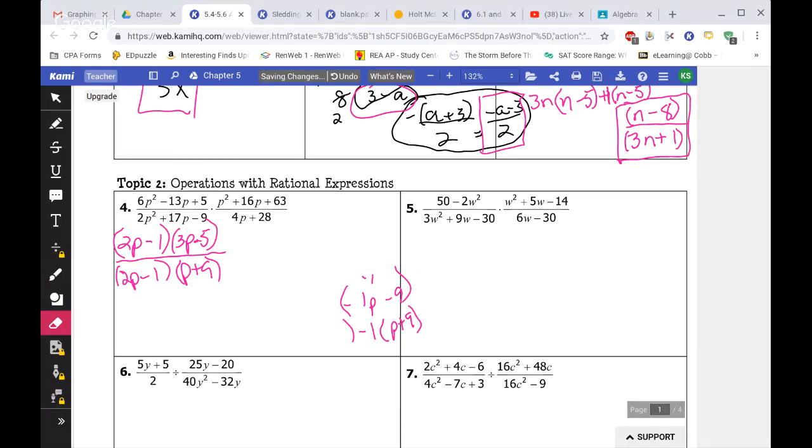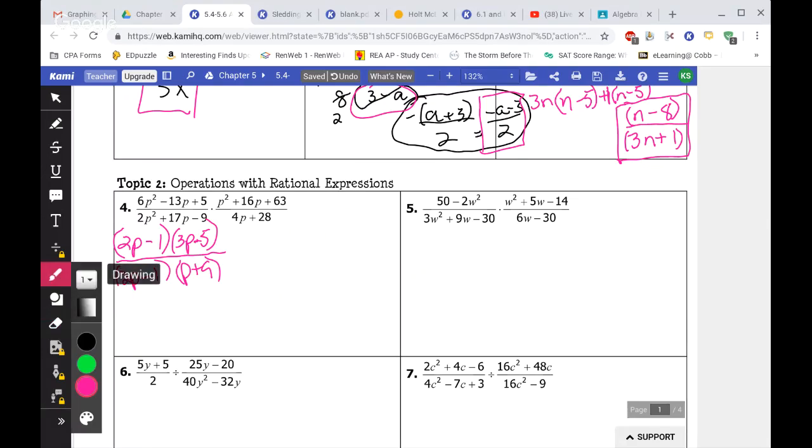So now factoring p squared plus 16p plus 63. I'm looking for two factors that multiply together to give me a 63 that when I add them will give me a positive 16p. So I'm thinking 9 and 7. So that's going to be p plus 9 and p plus 7. Because 9 and 7 multiply to give me 63, and when I add them, they give me 16. And the denominator in this one, I can factor out a 4.